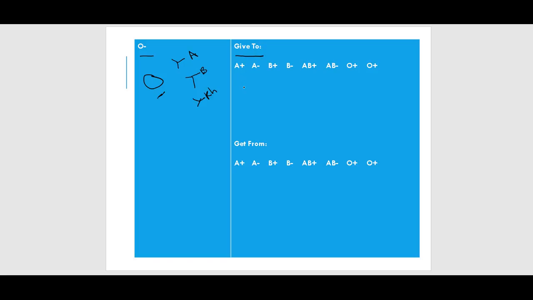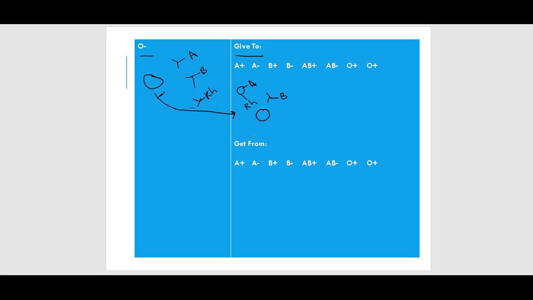If someone has A positive blood, their red blood cells have surface antigen A and surface antigen Rh. And their blood has antibodies against B because B is not self. So let's see, if we took this blood cell right here and put it into this blood, would we have a problem?